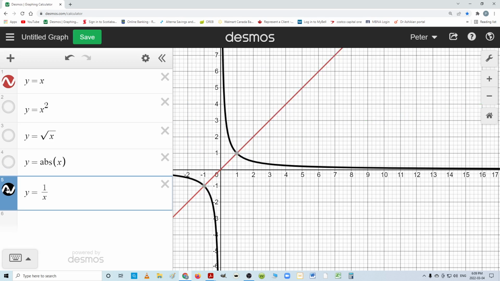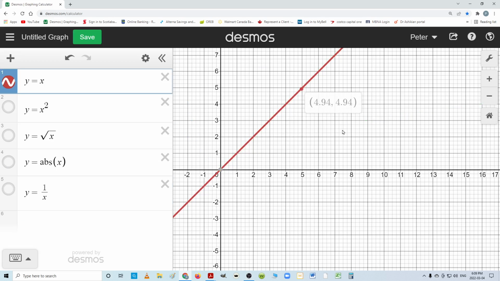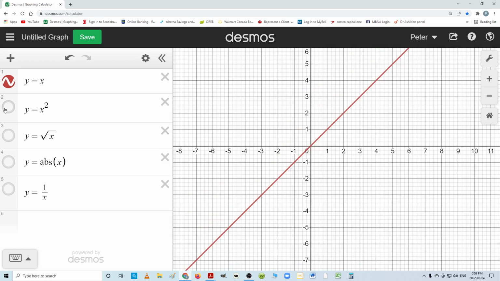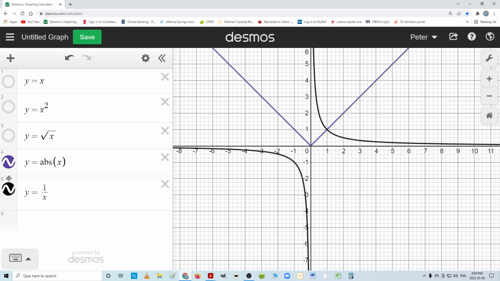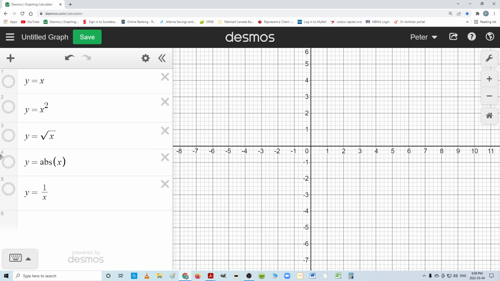The line is the standard one that we're all used to and the easiest to understand. The parabola, or quadratic function, is the next one. Then the radical square root function, the absolute value function, and the reciprocal function. And you should know two things: the domain and range of each of these, I guess 3 things, and 3 common points.